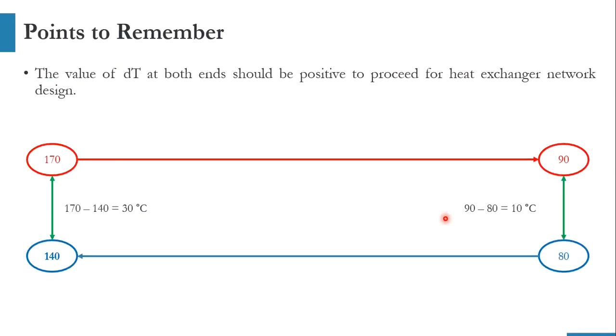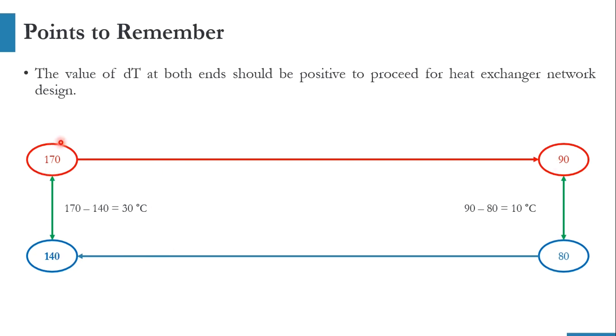Now, before starting the heat exchanger network design, you have to remember this crucial and important point: the value of dT at both ends should be positive. Like this is the hot stream which is going from 170 degrees centigrade to 90 degrees centigrade, and this is the cold stream which is going from 80 degrees centigrade to 140 degrees centigrade, and these two streams are exchanging heat with each other.